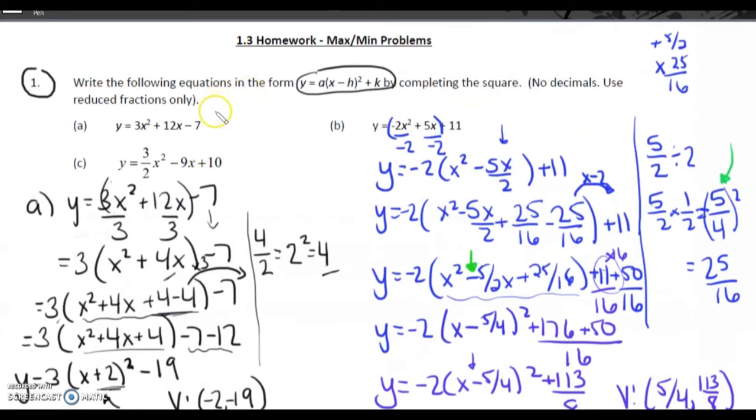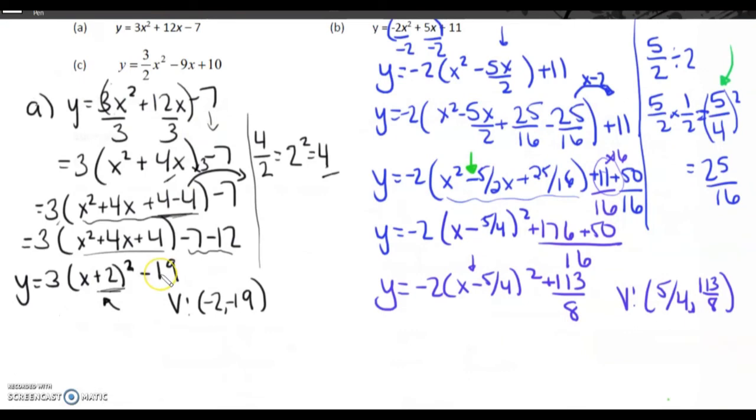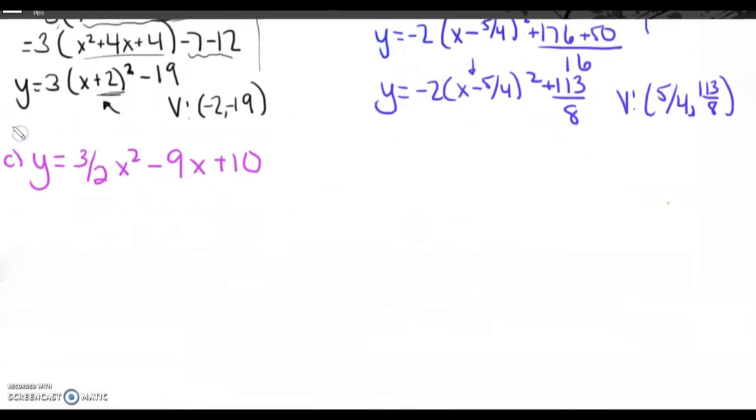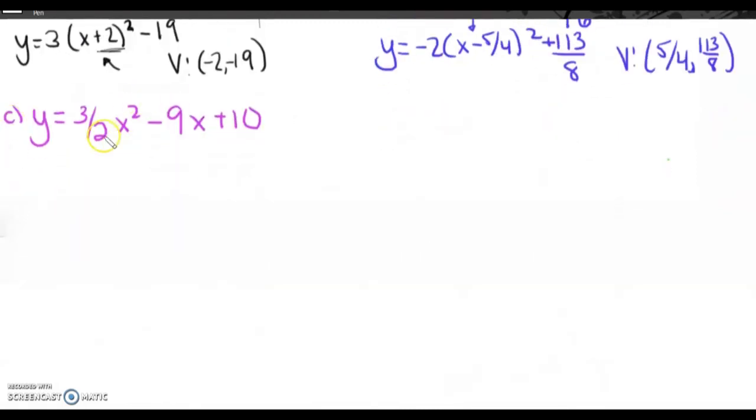Okay, and C, y equals 3 over 2x squared minus 9x plus 10. Okay, so the exact same steps, it doesn't matter if there is a fraction here. We're going to group the first two terms. We're going to divide out the coefficient of x squared, so 3 over 2. So we're going to get y equals 3 over 2 times x squared.